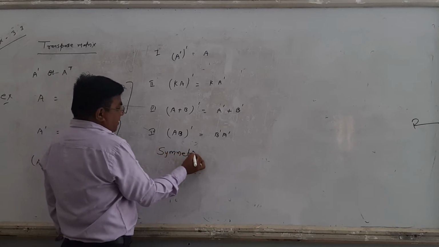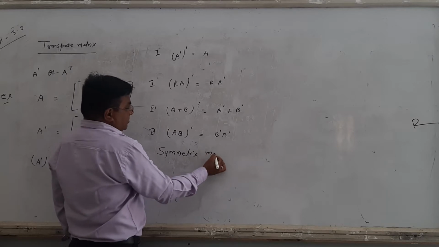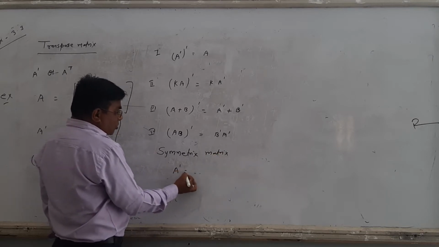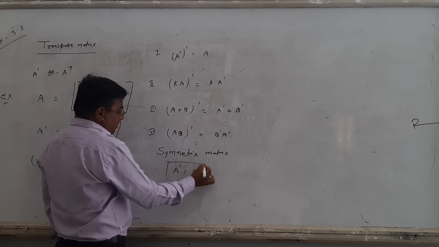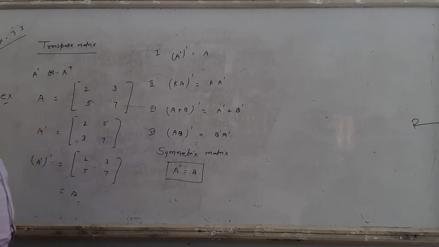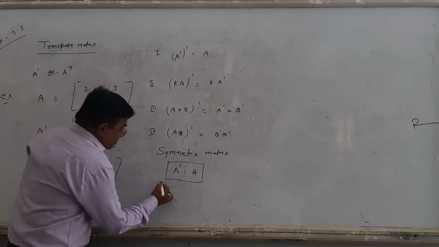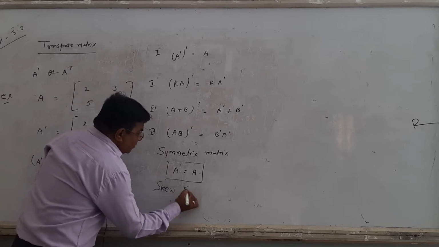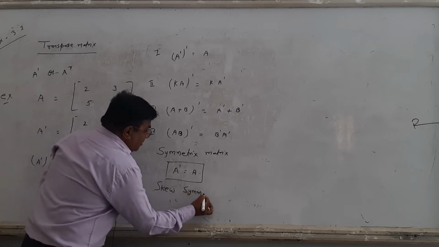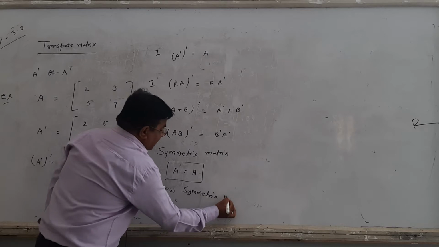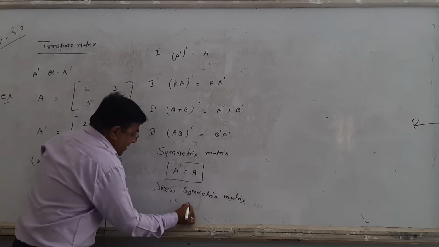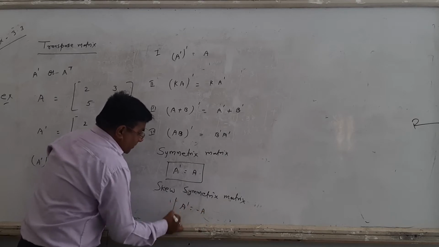And now there is another topic: what is the symmetric matrix? The definition of a symmetric matrix is A dash equals A. सपोज किसी मैट्रिक्स का अगर आप ट्रांसपोज फाइंड करते हो, सेम मैट्रिक्स से इक्वल आता है, तो दैट इज द सिमेट्रिक मैट्रिक्स. एंड व्हाट इज द स्क्यू सिमेट्रिक मैट्रिक्स? Skew symmetric matrix means A dash is equals to minus A.